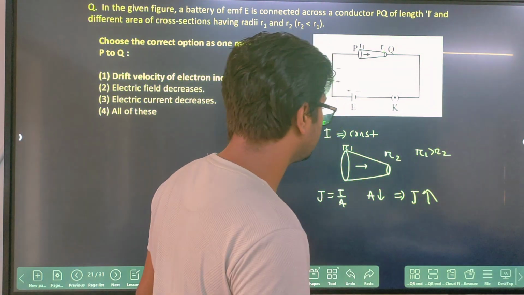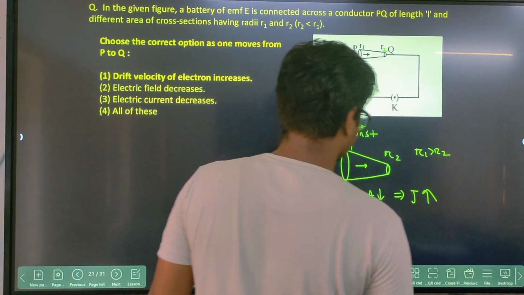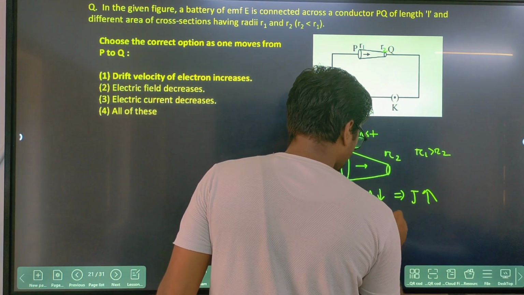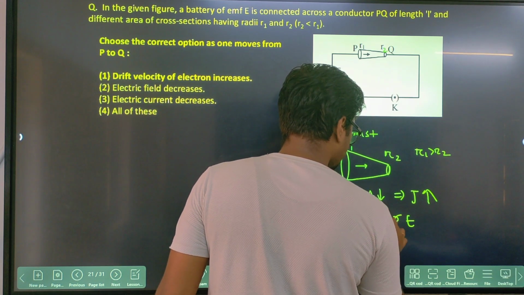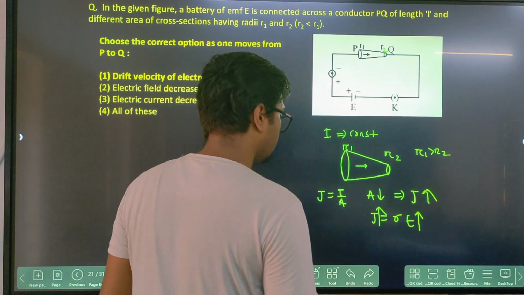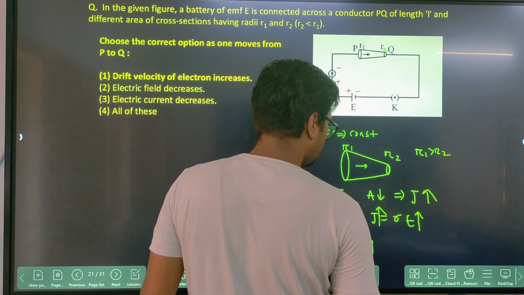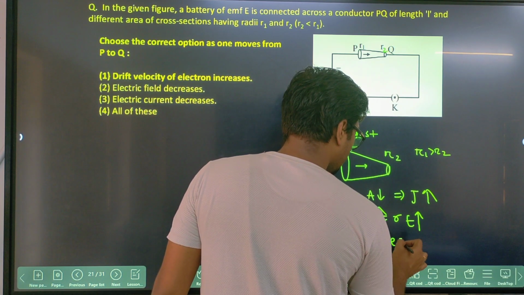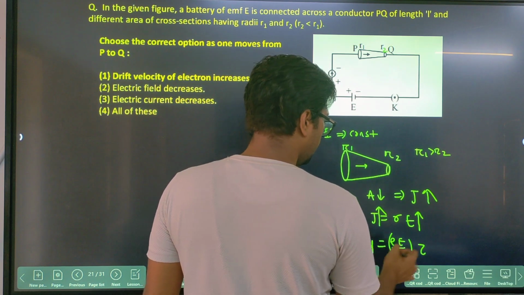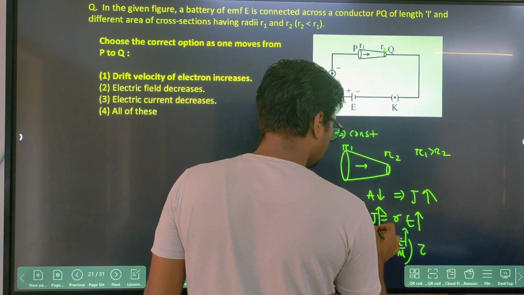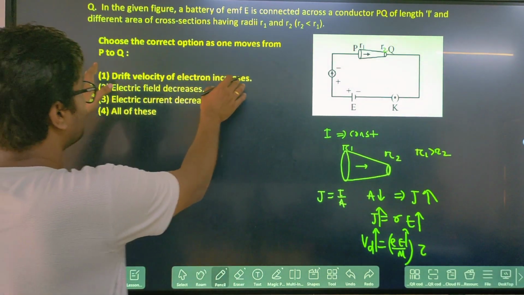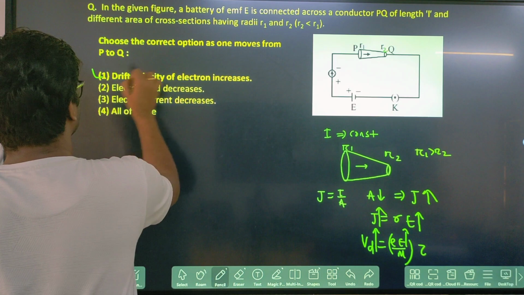Current density is increasing. There is a relation, J equals sigma E. If current density is increasing, the electric field is also increasing along this direction, right? And I know that Vd equals E divided by m into tau. So if E is increasing, Vd also keeps increasing, right? Now you got everything. Drift velocity of the electron is increasing. Yes, the drift velocity of the electron is increasing.